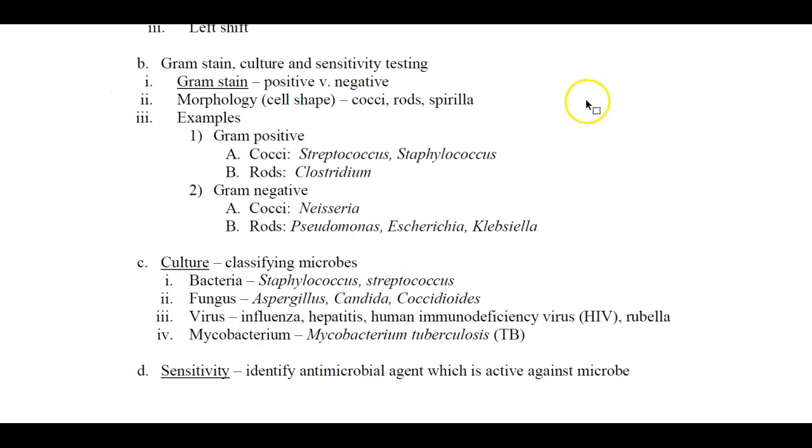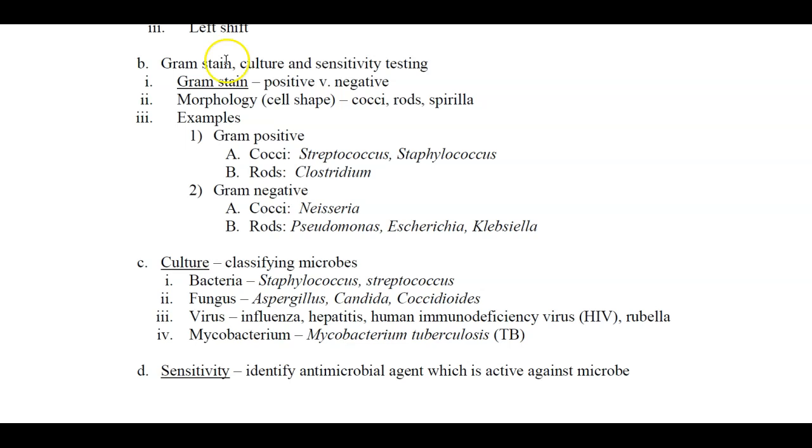Gram stain, culture, and sensitivity testing. When we talk about gram stain, this is a process wherein they try to apply color to the organism. When the stain combines with the bacteria in a sample, the bacteria turns into either purple or pink. If the bacteria stays purple, then they are considered gram positive. If the bacteria turns pink or red, they are considered gram negative. This is basically a test or a procedure to help identify the organism.